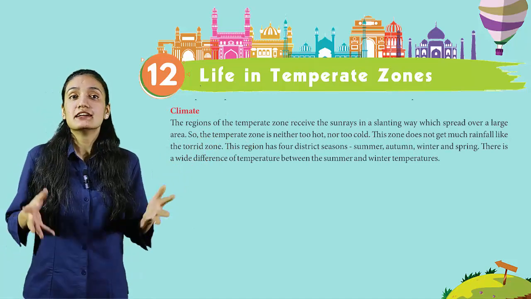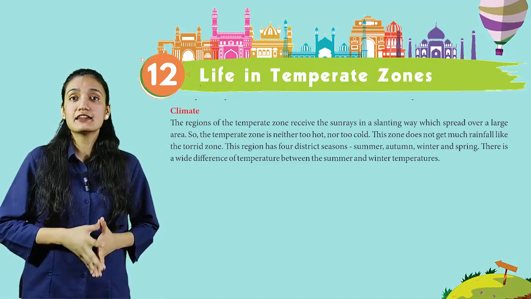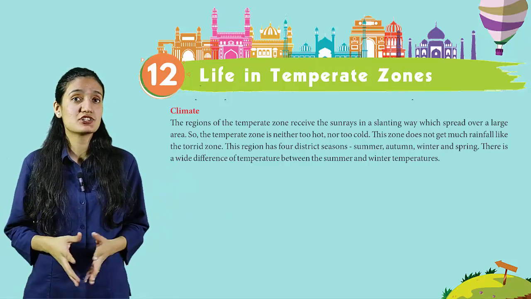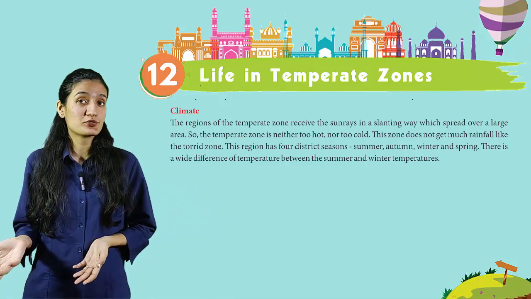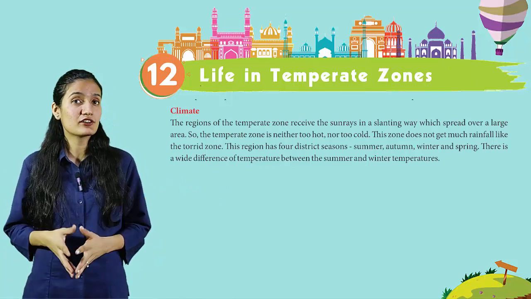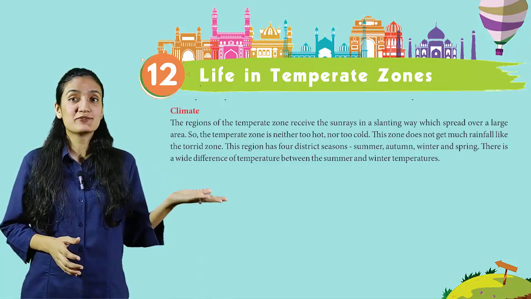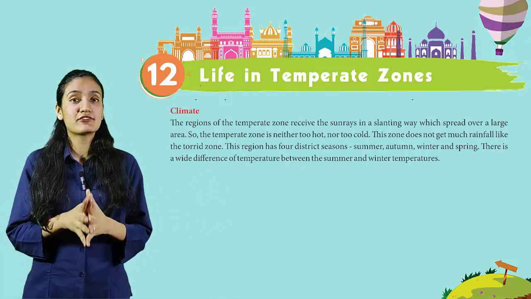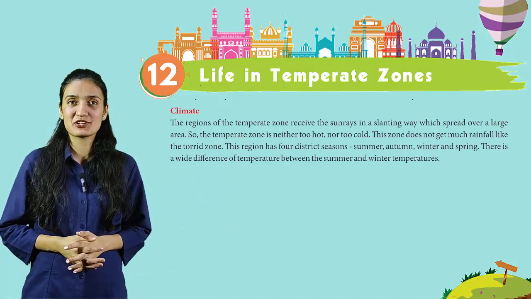Now, climate. The region of the temperate zone receives the sun rays in a slanting way, which is spread over a large area. So, the temperate zone is neither too hot nor too cold. This zone does not get much rainfall like the torrid zone. This region has 4 distinct seasons: summer, autumn, winter and spring. There is a wide difference of temperature between the summer and the winter temperatures.